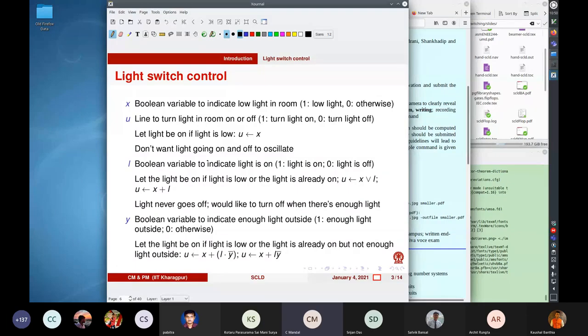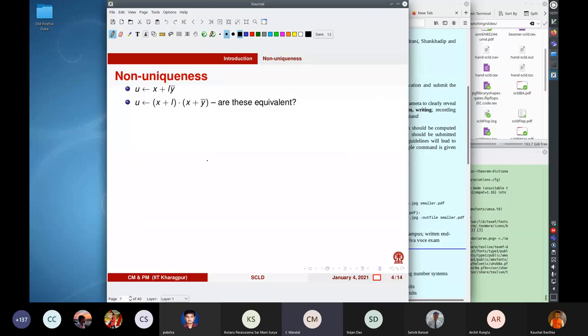So it is just saying that if it is dark, you turn the light on, and what I'm saying is that if it isn't dark outside, then you keep it on. Okay, so that way we can use this to operate a light bulb.